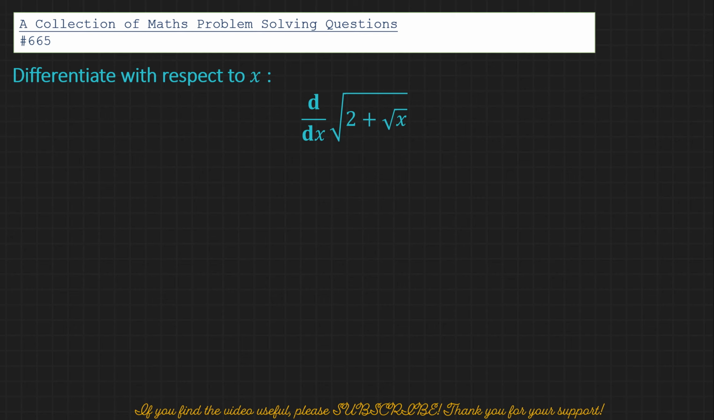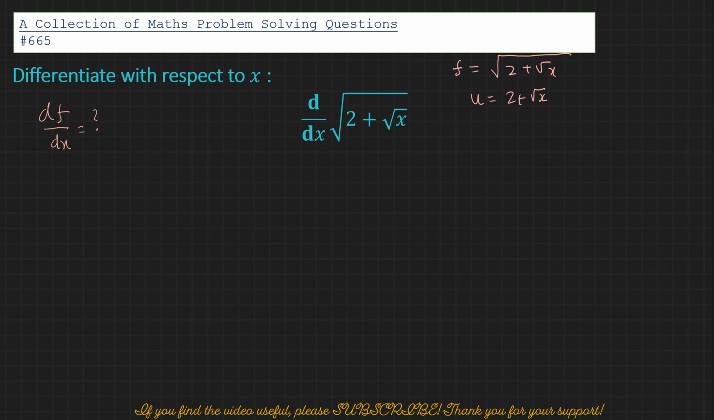First of all, we assume this entire term is equal to f. So f is the square root of 2 plus root x, and then we can say that u equals 2 plus root x. What we have to differentiate with respect to x is df out of dx. That's what we have to do.